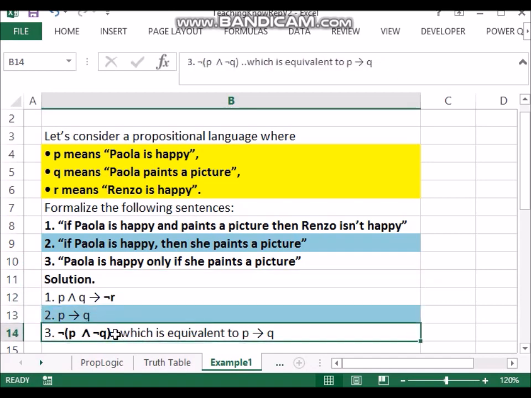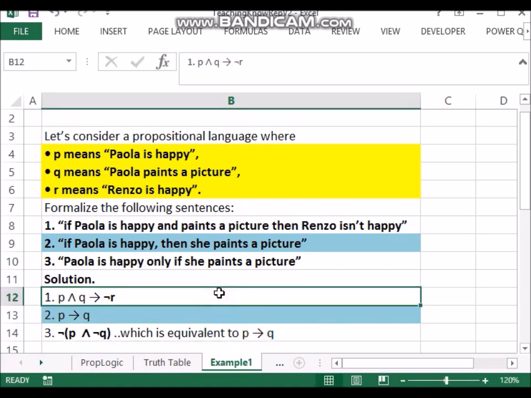Another way of showing the same thing could be to use the implies option, where we say P implies Q. So if Paula is happy, it implies that she's painting a picture. Otherwise, she wouldn't have been happy. So with that, we come to the end of example 1. In the next video, I will take another example where we'll go ahead a bit more with propositional logic. Thank you, students.